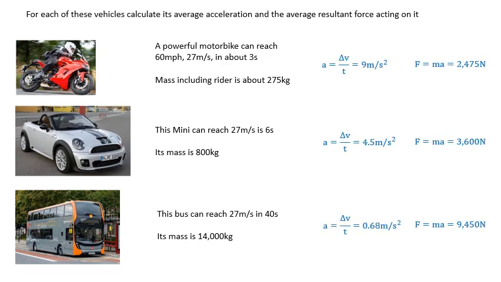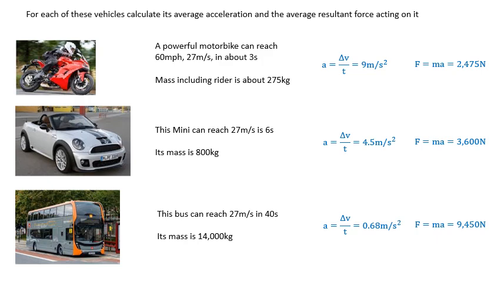Okay, so the motorbike, acceleration 9 meters per second squared. That's almost like little g. That's crazy acceleration. Okay, the resultant force about 2,500 newtons. Now the mini, its acceleration is only about half a g. It's half as much as the motorbike. Okay, the force from the engine is actually bigger, but of course because its mass is a lot bigger, then its acceleration is less.